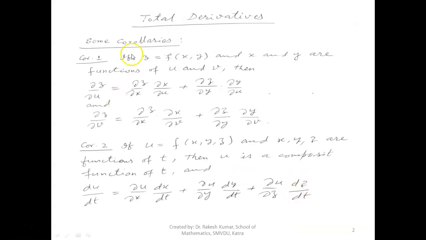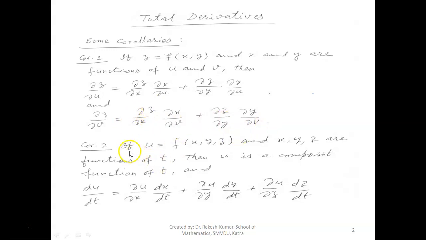So, corollary number one: if z is a function of x and y, and x and y are again functions of u and v, then ∂z/∂u can be written as ∂z/∂x into ∂x/∂u plus ∂z/∂y into ∂y/∂u, and ∂z/∂v is written in a similar way.